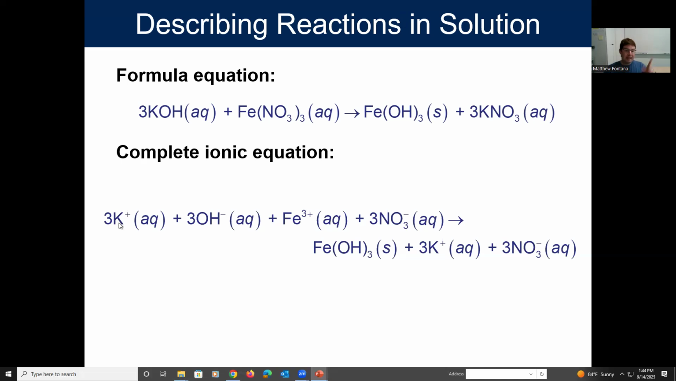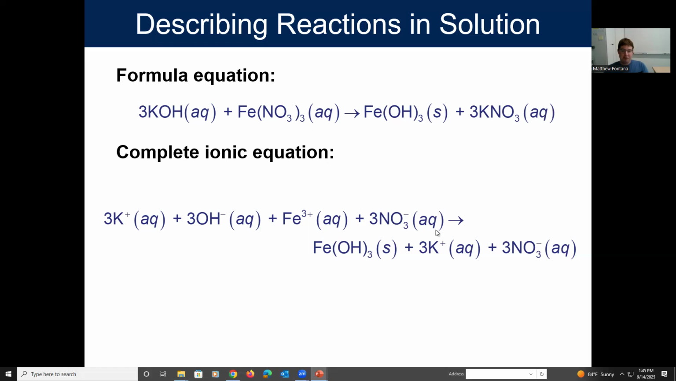We know that K plus, or potassium, is in the first column of the periodic table, so it's going to be K plus. We know that hydroxide has a charge of -1. Because we have 3 KOH, that means we have 3 K pluses and 3 OH minuses. So this 3 KOH turns into this and this. We know that nitrate has a charge of -1, and we know that there are going to be three of them.